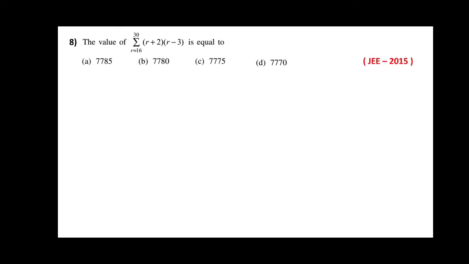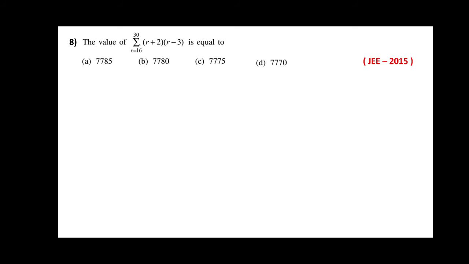Now, we go for the next question. The value of summation of R plus 2 into R minus 3, where R is from 16 to 30, is equal to, option A 7785, option B 7780, option C 7775, option D 7770. So, this question was already asked in JEE in 2015.